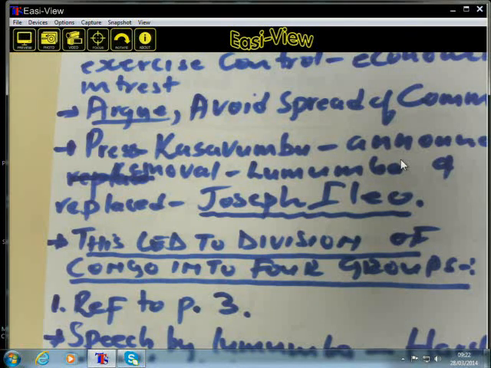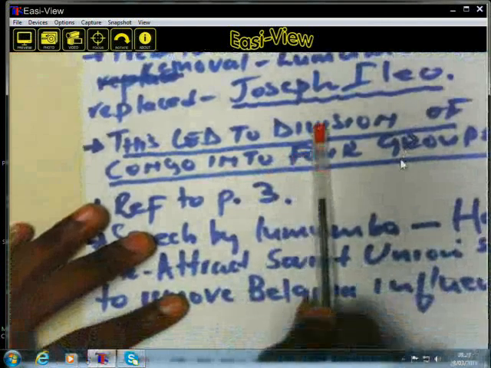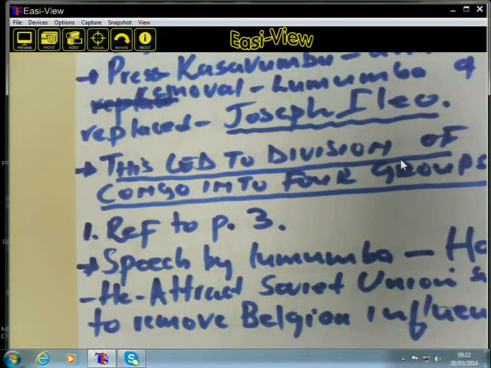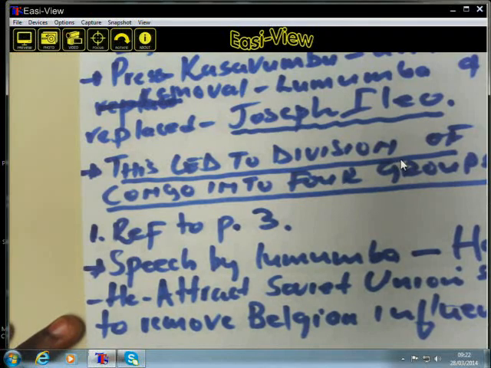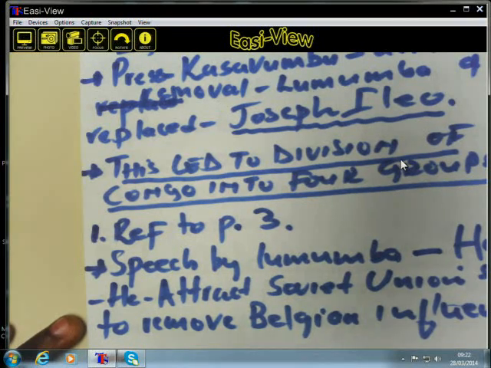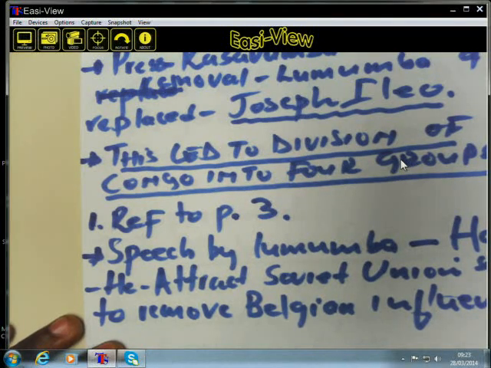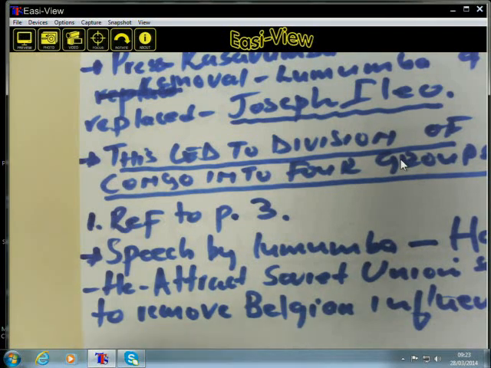And when Lumumba was removed, he was replaced by another leader in Congo whom I forgot to mention when I was indicating the leaders in Congo, which was Joseph Ileo. Kasavubu, because Lumumba was against the involvement of Belgium, removed him. And the announcement was made to remove Patrice Lumumba, and he was replaced by Joseph Ileo.